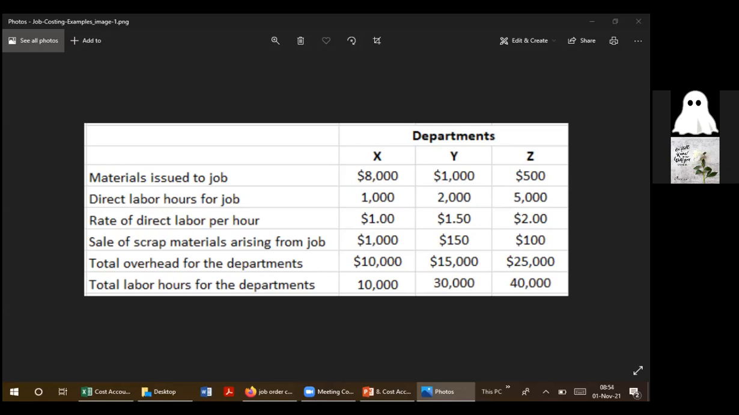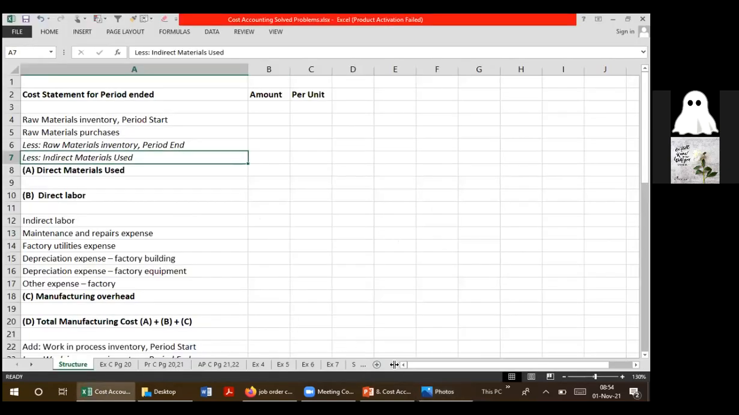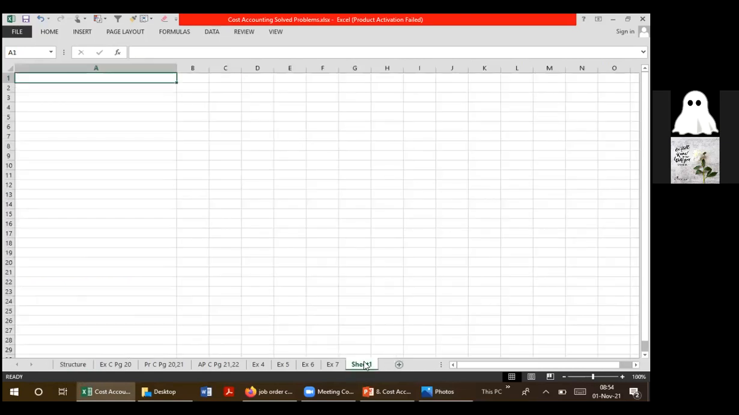Sale of scrap material is something that does not concern us, so it is not part of our cost. It's actually an income, not even a cost. But it will come in the income statement, not in the cost statement. So then we have the total overheads for the department and the total labor hours for the department. Okay, so we'll create a cost statement that will be much smaller than what we had before, but that's how job order costing is solved.